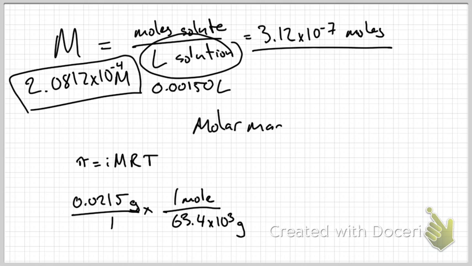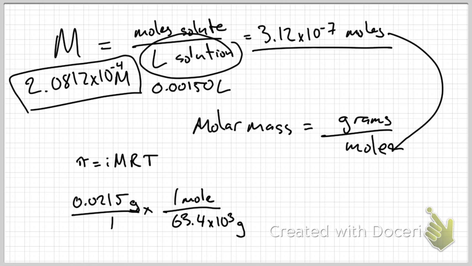What's the units for molar mass? Okay, do we know moles? We just found it. Do we know the grams? 21.5 milligrams, right? The molar mass is the ratio between the number of grams and the number of moles.